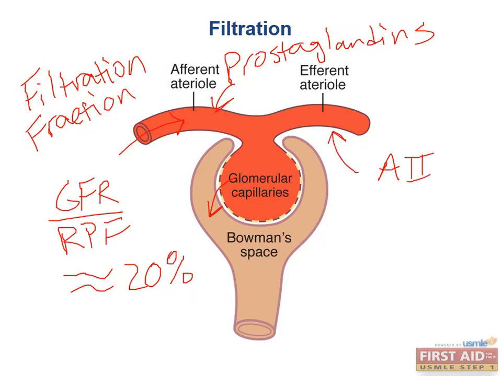preferentially constricts the efferent arteriole, which, what will that do to renal plasma flow? It will lead to a decrease in RPF. But that also causes an increase in GFR, because now the pressure in the glomerular capillaries will have increased. So this will lead to an increase in the filtration fraction.